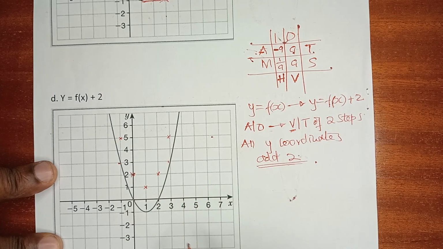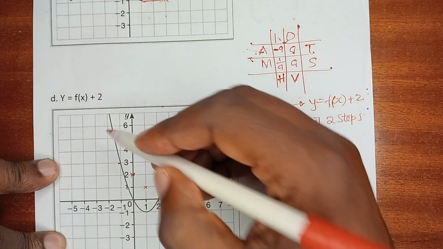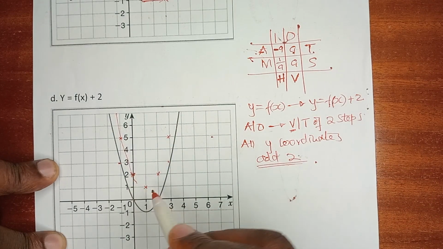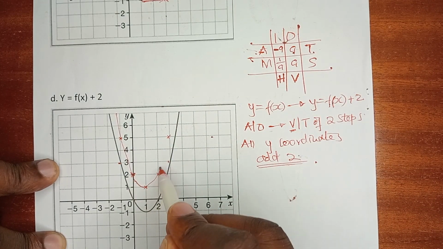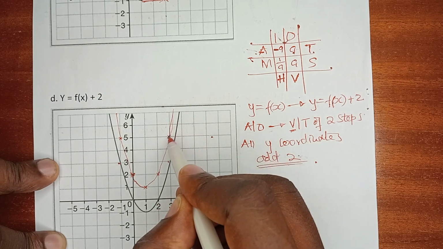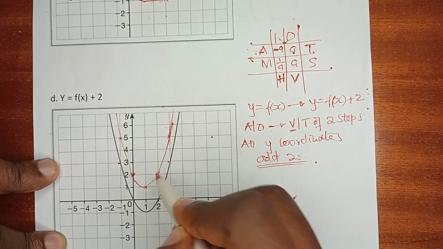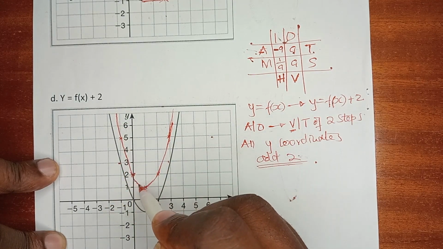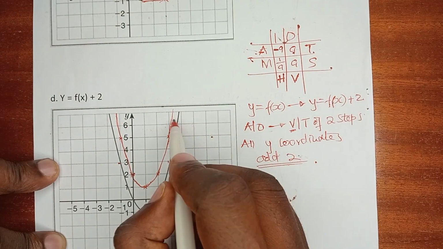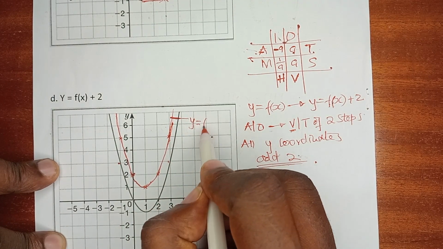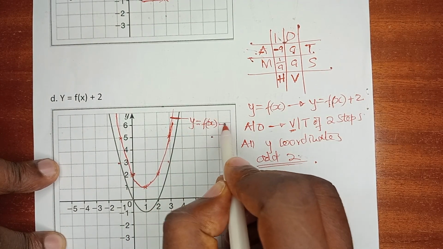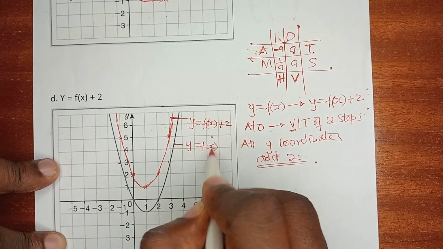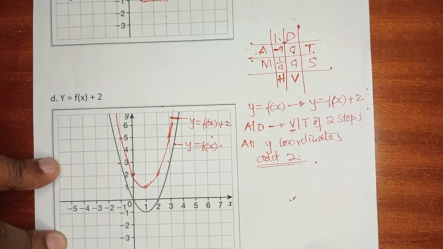So we now get another new graph. It is just like pushing the original graph upwards 2 steps. This is what we are having: pushing the original graph 2 steps upwards. And that is the graph of y equals f(x) plus 2. And this is the original graph of y equals f(x).